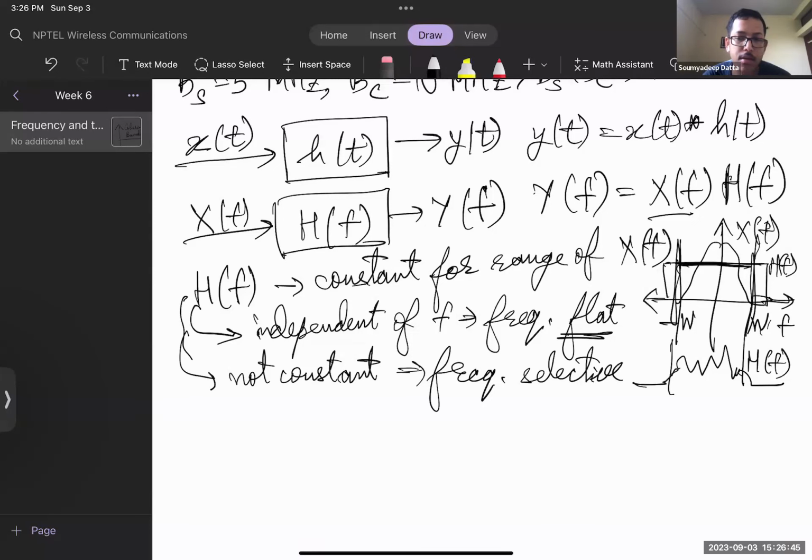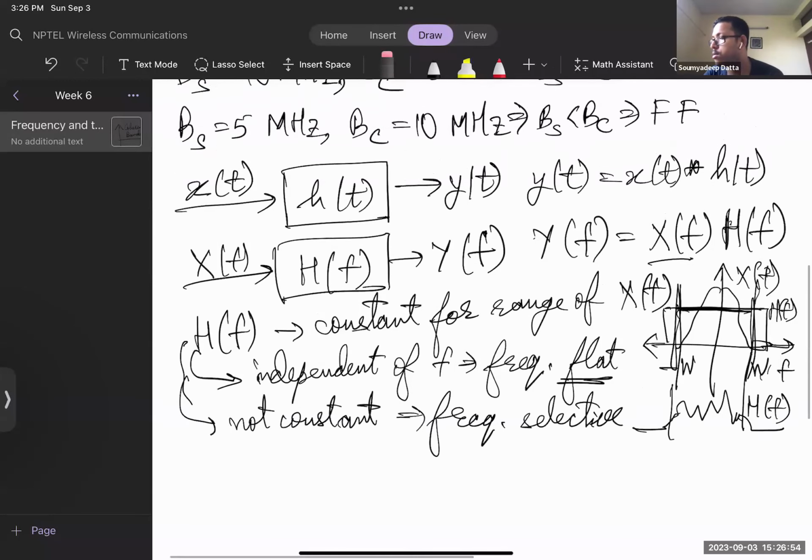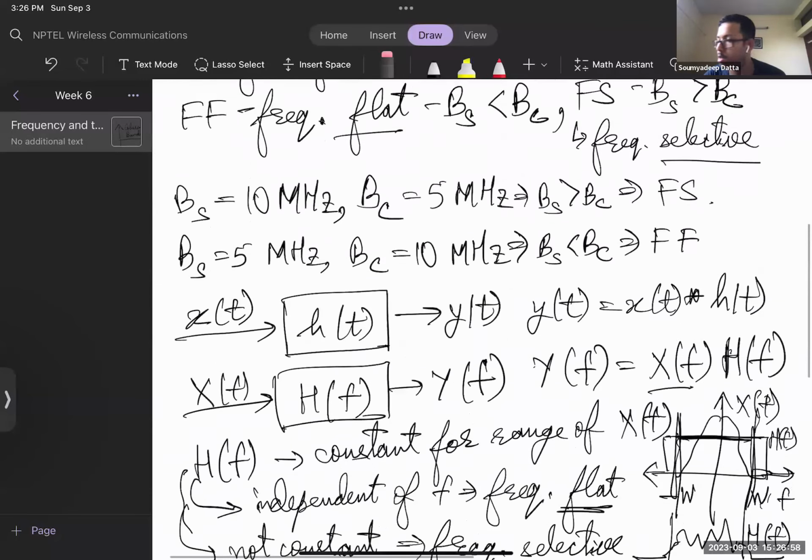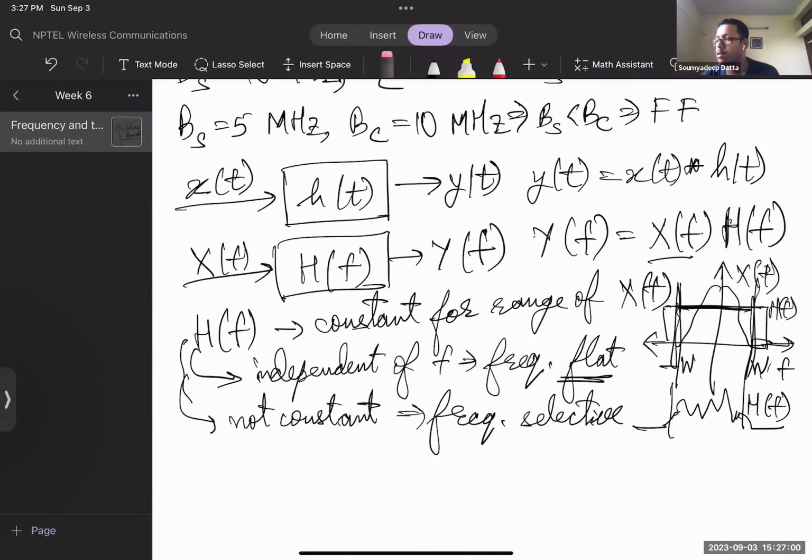Sorry, BS is not sampling frequency. This is signal bandwidth. BS is signal bandwidth. My bad, I used the wrong term there. So as you can see here in the diagram also, this is the signal bandwidth that I'm talking about.